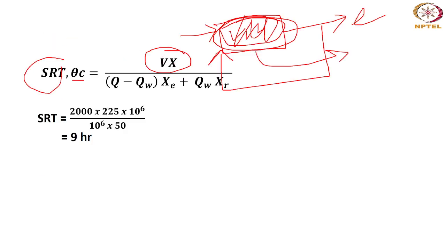So here V is the volume and X is the MLSS inside this tank, the biomass concentration inside this tank, and then this is how much is going out as effluent. If Q is the flow here, then Q minus Qw. Suppose Qw is going out for the waste, right?